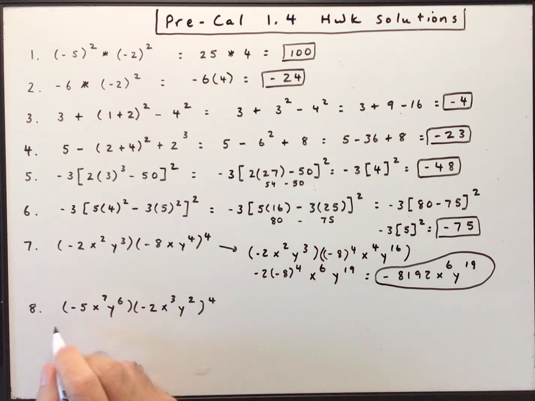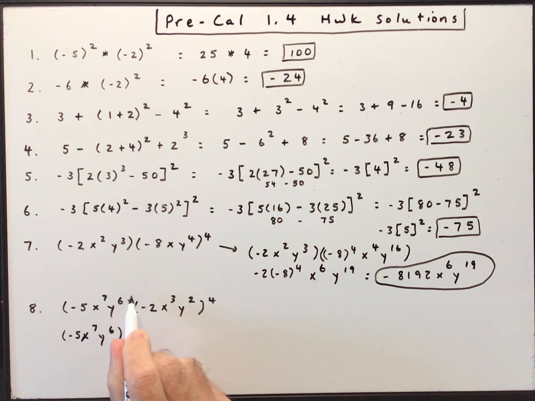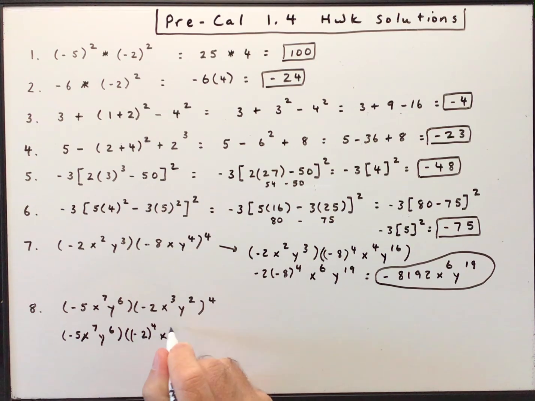Okay. And then for number 8 here, we would have negative 5 x to the 7th y to the 6th, and I'm just rewriting that because it's all raised to the first power, and then times each one of these components I'm going to raise to the 4th power. So negative 2 to the 4th times x cubed to the 4th, that's 3 times 4, that'd be x to the 12th. And then y squared to the 4th, 2 times 4, that'd be y to the 8th.